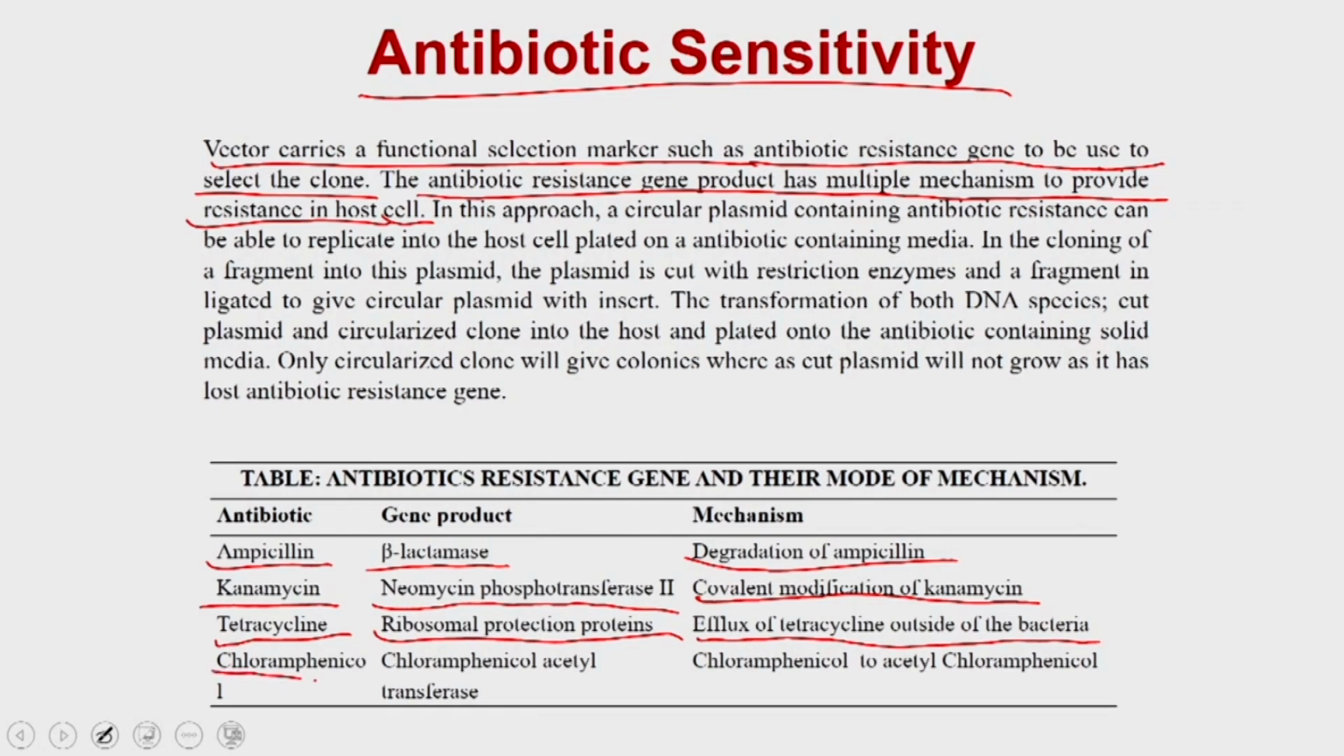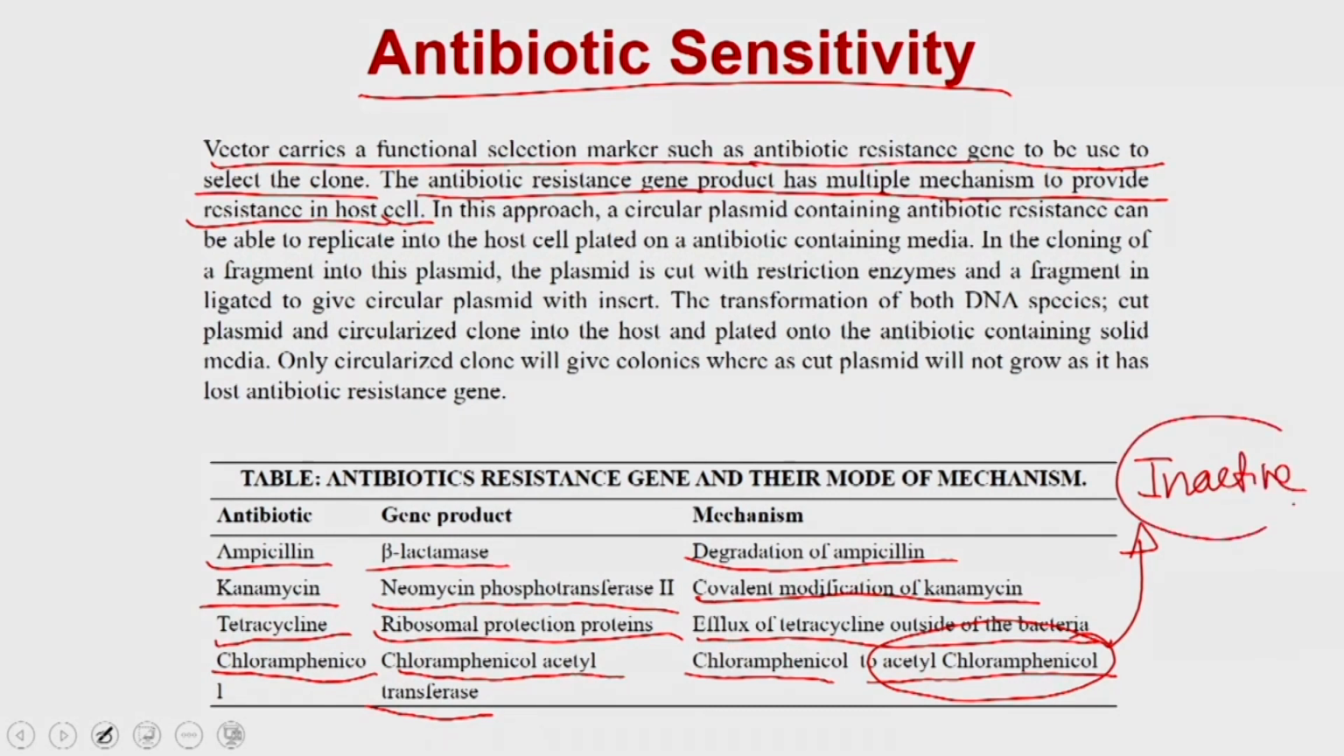Similarly, you have the chloramphenicol. The chloramphenicol resistance gene is going to produce a protein called chloramphenicol acetyl transferase, and that converts the chloramphenicol to acetyl chloramphenicol, and acetyl chloramphenicol is inactive compared to the chloramphenicol, and that is how it is going to confer the resistance to that particular bacteria.